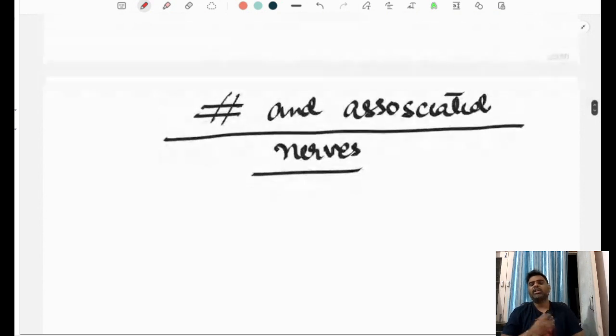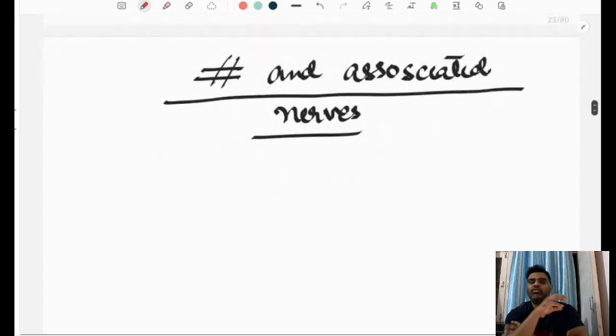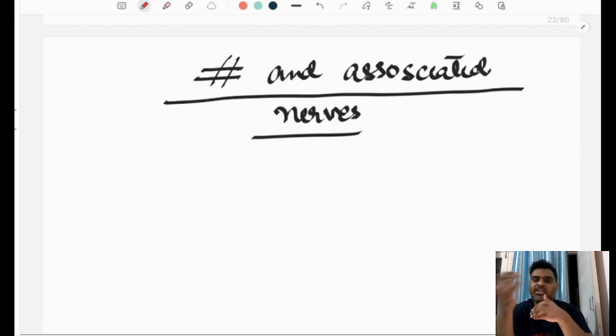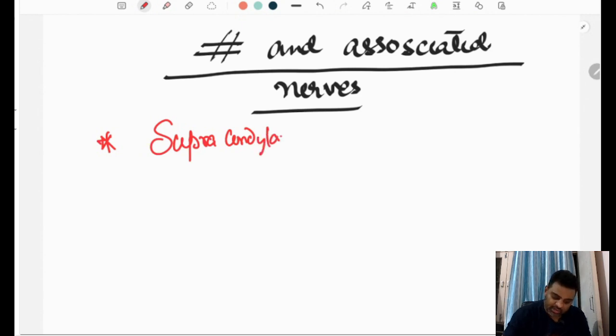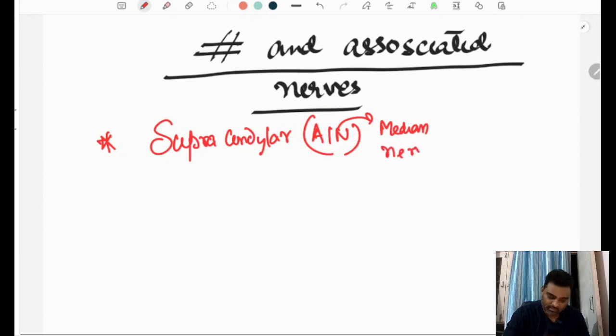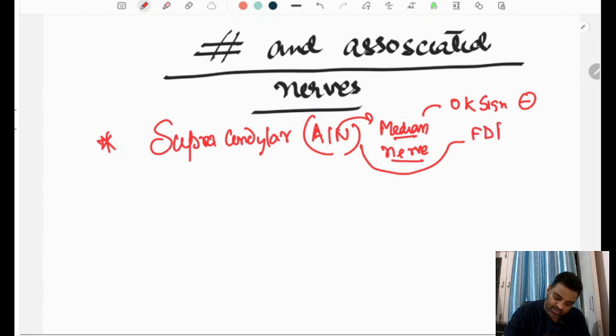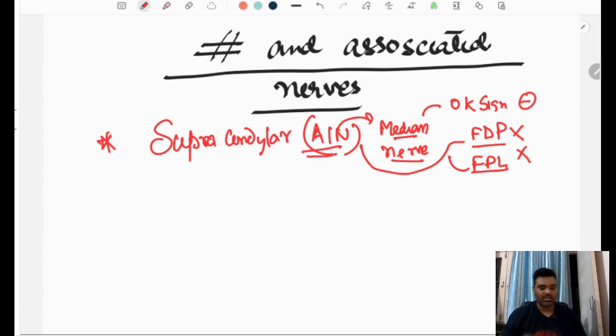Now, in the upper limb, a lot of time they ask you questions related to fractures and associated nerves. So I'll tell you step by step. First, I have told you supracondylar fracture, in which the nerve involved is the anterior interosseous nerve. The anterior interosseous nerve is a branch of the median nerve. And which sign is lost? OK sign is lost. Why? Because it supplies two muscles, flexor digitorum profundus and flexor pollicis longus. So this question can be asked.